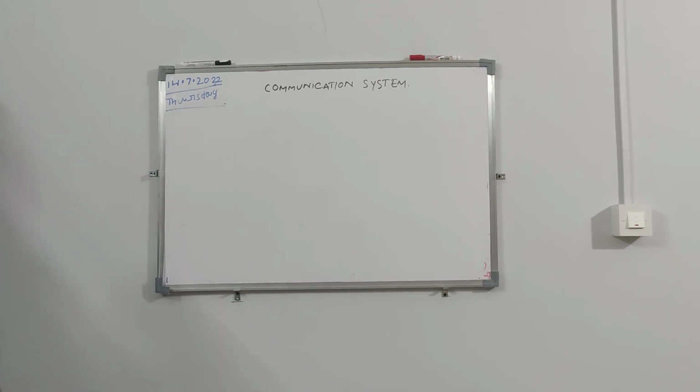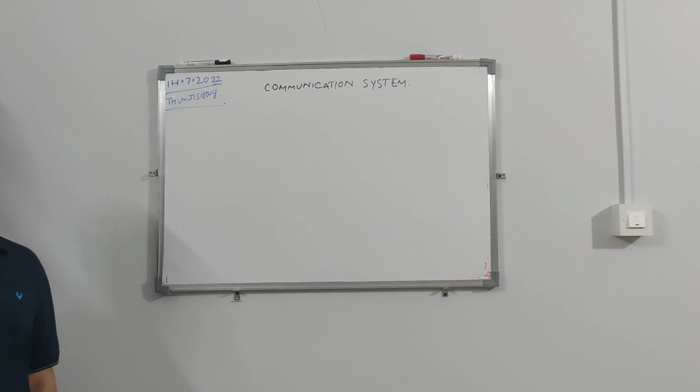Then the range. Range is the largest distance between source and the destination up to which the signal is received with sufficient strength. So what range your communication system can cover. And then bandwidth. Bandwidth refers to the frequency range over which an equipment operates, or portion of spectrum occupied by a signal. Every operator will be given a particular bandwidth, and in that bandwidth they can operate.